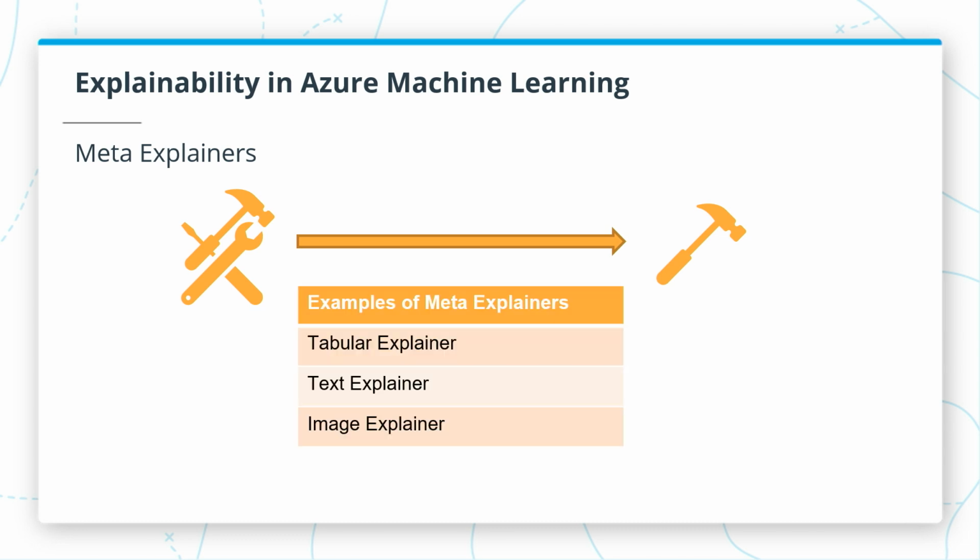Meta explainers vary based on the type of data that the model is making predictions against. The Azure Machine Learning SDK provides explainers for tabular, text, and image data. So for example, if you wanted to explain your flight model that predicts flight delays, you are likely working with tabular data, and hence you would choose a tabular explainer to provide you the right explainer for the job.